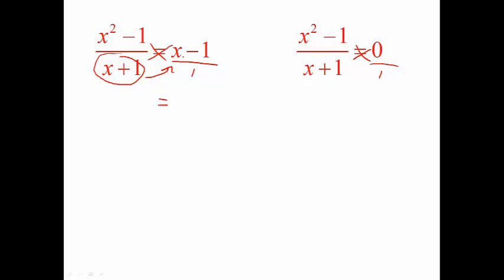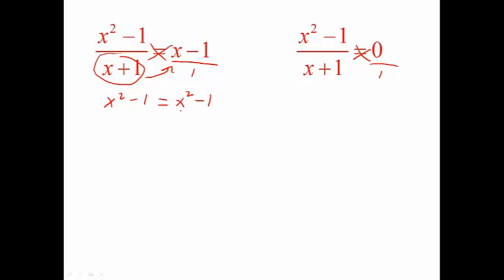If I FOIL this out, x times x is x squared. X times negative 1 and positive 1 times x cancels out. Positive 1 times negative 1 is just negative 1. So the right side is x squared minus 1, and that leaves on the left side x squared minus 1. In other words, if it's an identity, when you attempt to solve it, the left and right side are going to be exactly the same.